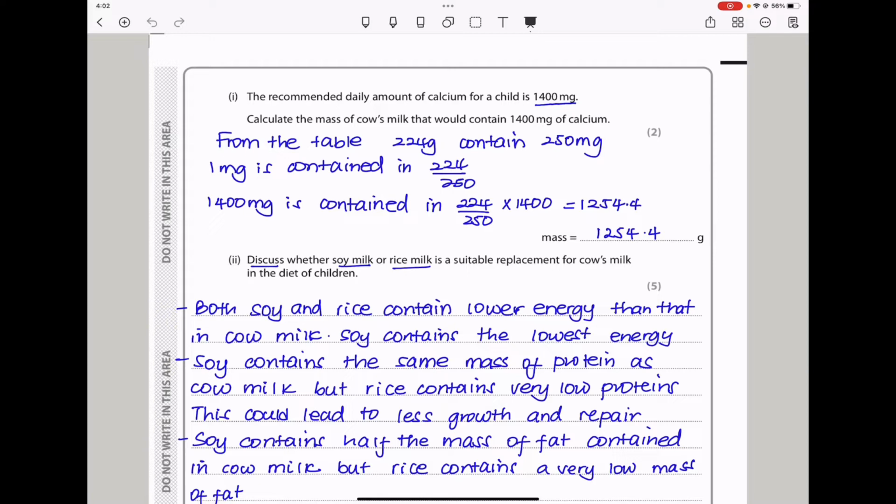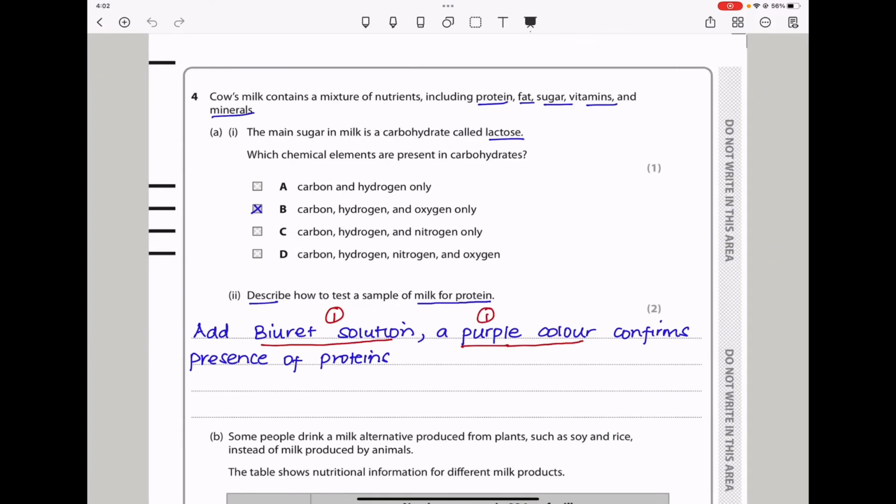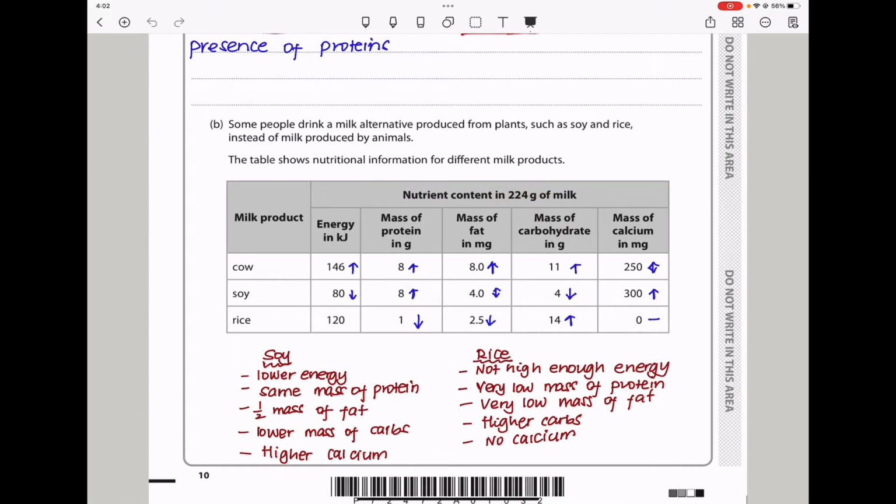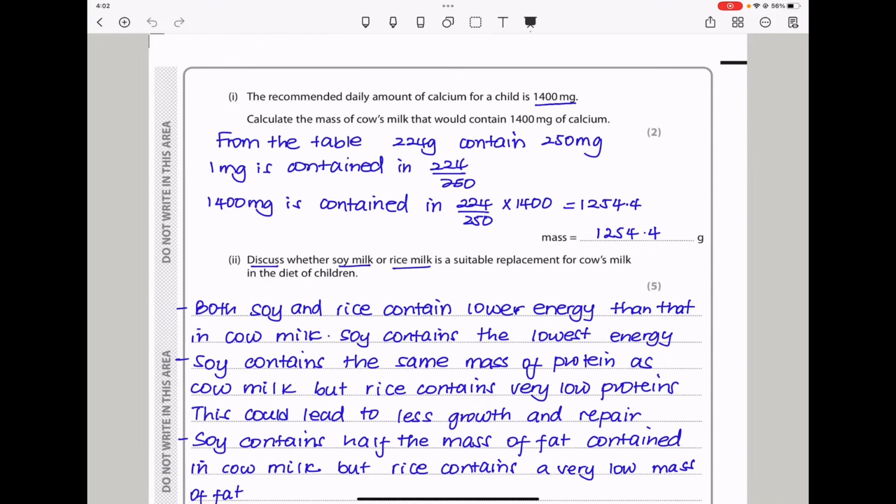If you go back to the table, from the table 2 to 4 grams contain 250 milligrams. If I take you back here, 2 to 4 grams of milk contain that. So here we can say 1 milligram is contained in 2 to 4 divided by 250, and therefore this is going to contain that times 1,400, which is going to give us 1,254.4 grams. So that should be the answer.